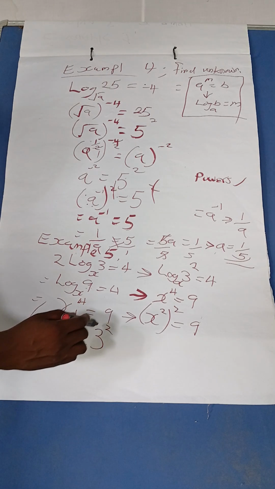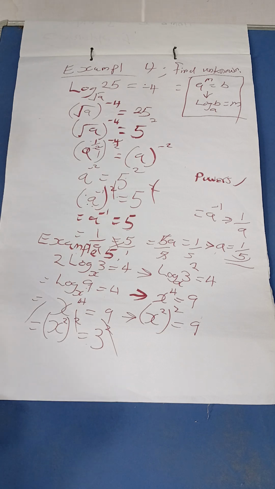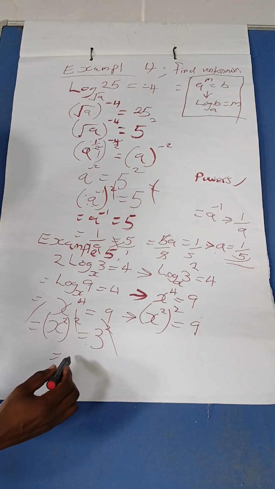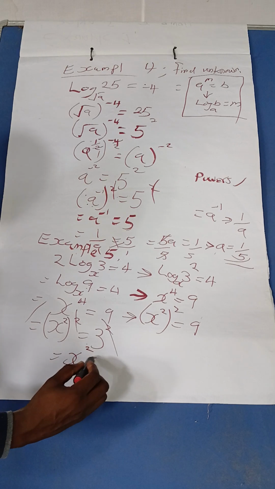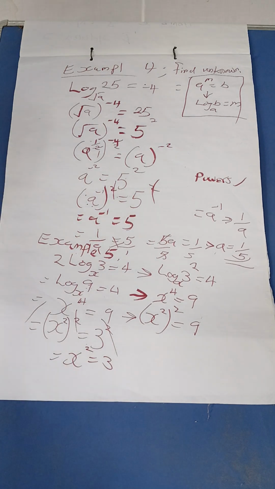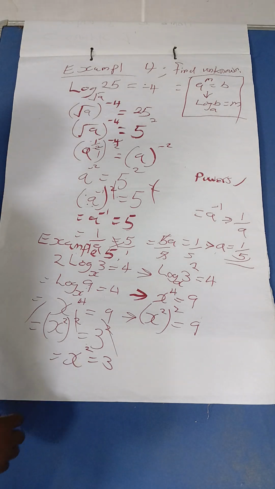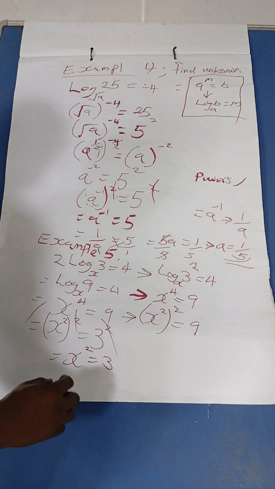Meaning we are going to cancel there. We are remaining with x squared is equal to 3. Remember, how do you treat a square? How can you remove a square? You square root both sides. Very easy.